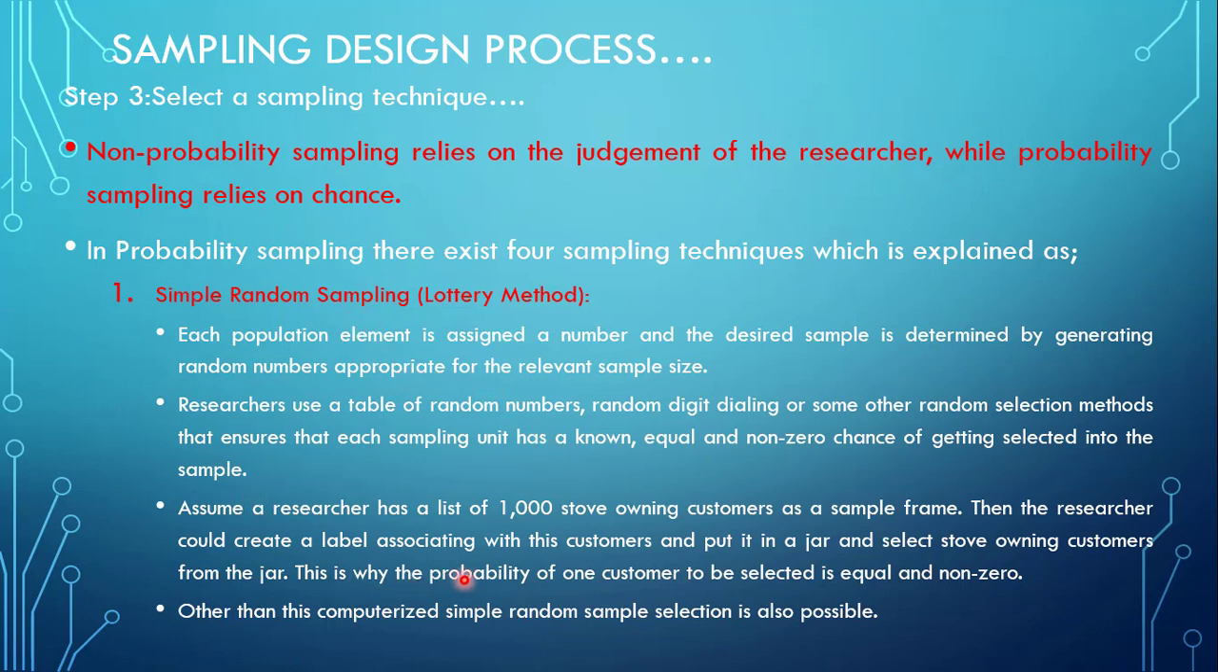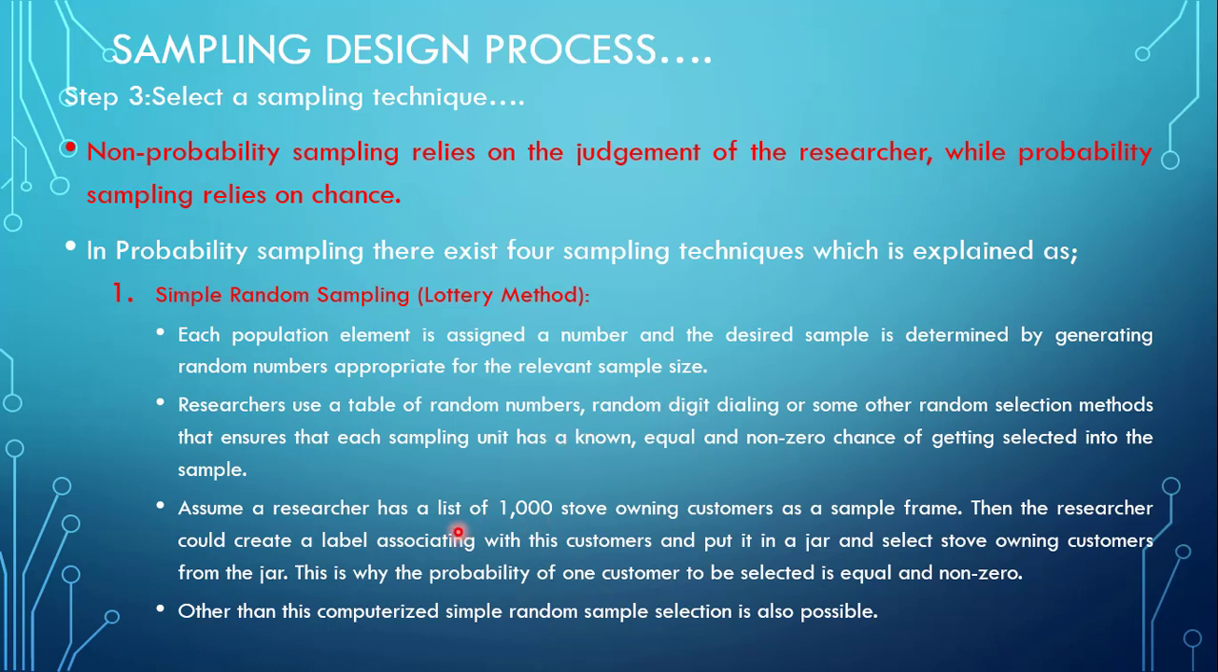So there is an example in here you can read. Let's assume there are 1000 stove owning customers. If you want to take a sample from 1000 stove owners, you are going to list these 1000 stove owners, assign a number to each of the 1000 customers, put them in a jar, and draw from the jar one at a time. Whatever number is drawn from the jar will be included in the research.